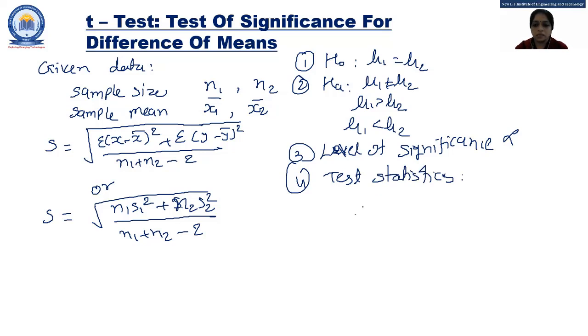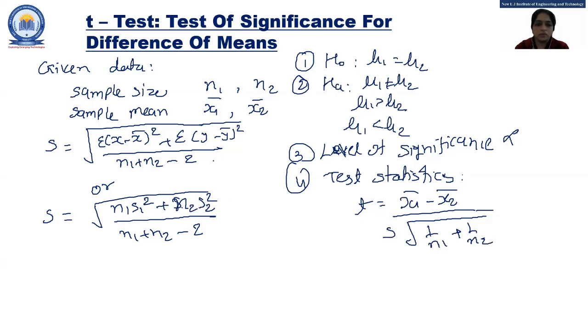As per the test statistic T, our formula is x1 bar minus x2 bar upon S into square root of 1 upon N1 plus 1 upon N2. S we can find from the first formula or the next formula. Whatever data is given, accordingly we apply the formula for S.